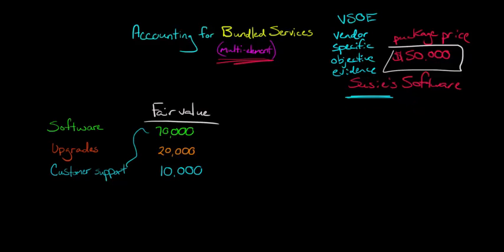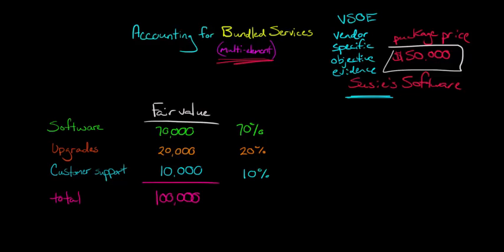But let's say there's a price list and we come up with these prices: software 70 grand, upgrades 20 grand, and customer support 10,000. Now we can calculate percentages. If we sum these fair values together, we'd have $100,000, the total of the fair values if sold separately. The software, 70,000 divided by 100,000, is 70%. The upgrades, 20,000 divided by 100,000, is 20%. And the customer support, 10,000 divided by 100,000, is 10%.